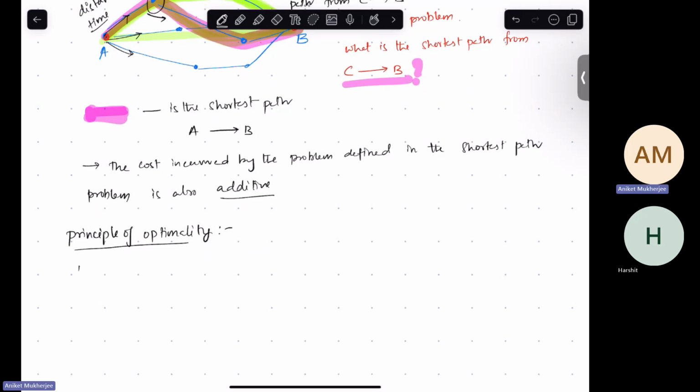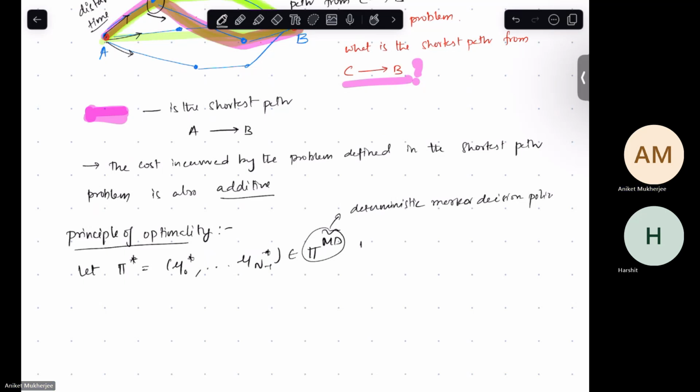So I'll write this in a formal way. Let pi star equal to mu naught star to mu n minus 1 star belong to pi md, where md is your deterministic Markov decision policies. So this whole set is the deterministic Markov decision policies, and suppose this is an optimal policy.